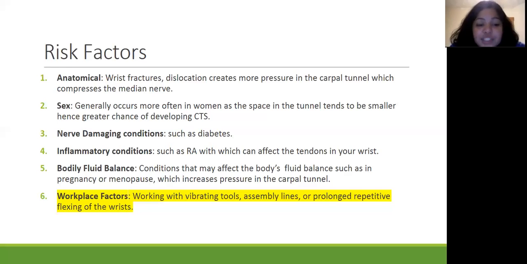Other conditions that affect the bodily fluid balance. So for instance, especially again here in women, if there are conditions such as pregnancy or menopause that does affect the amount of fluid or the amount of moisture in the body, then that can also increase the pressure in the carpal tunnel. So an example of this, for instance, is me.